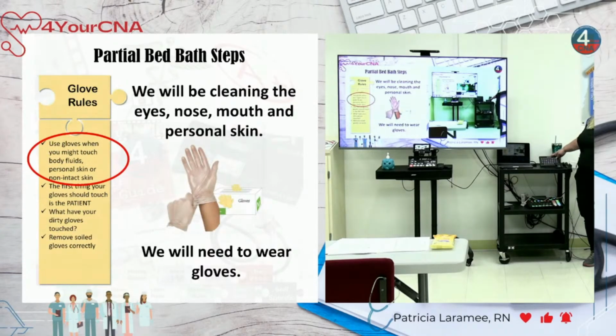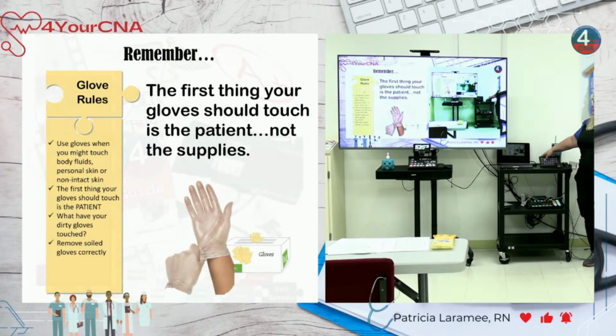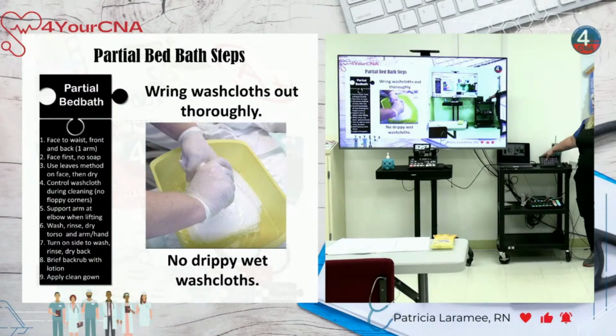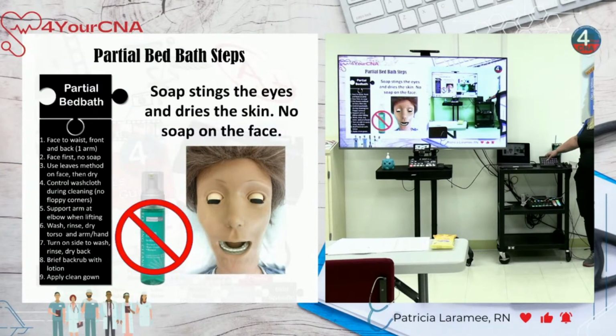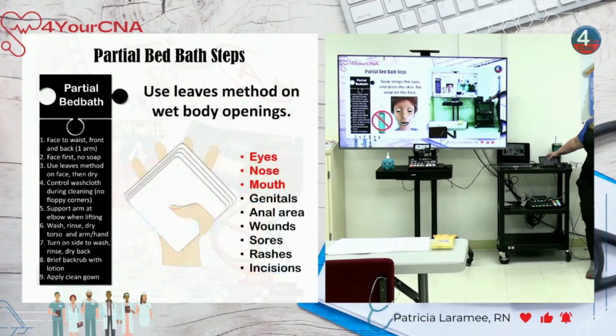We're going to wear gloves because we're going to be cleaning wet body openings. Remember, if we're wearing gloves, first thing our gloves should touch is the patient. We're going to wring our washcloths out thoroughly. Remember, no drippy wet washcloths anywhere. We don't want to use soap on the eyes because it stings the eyes. So just water on the face.